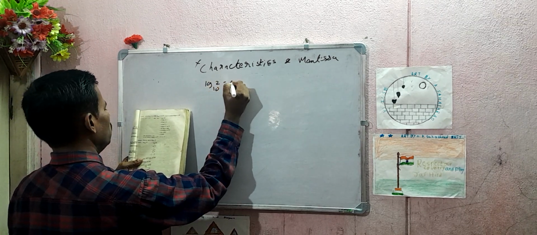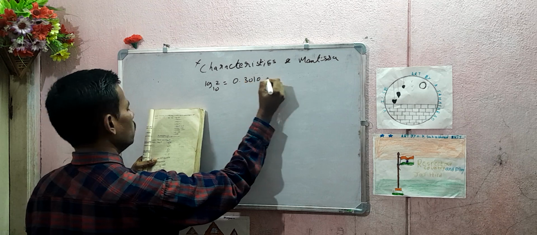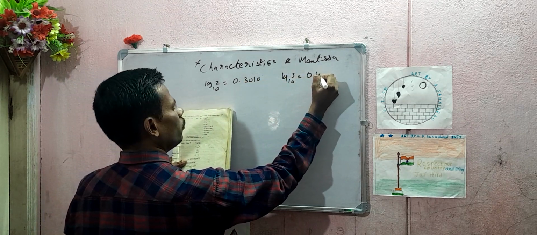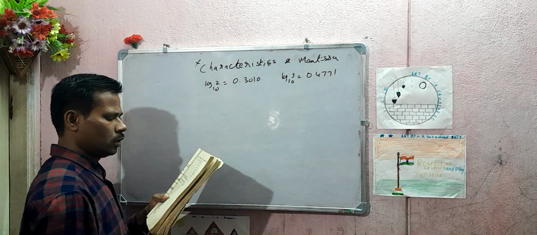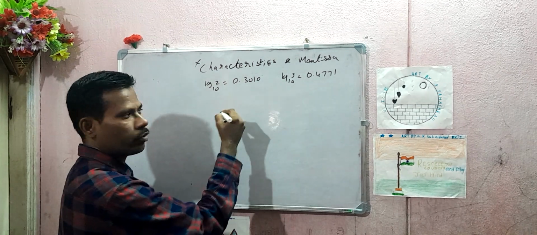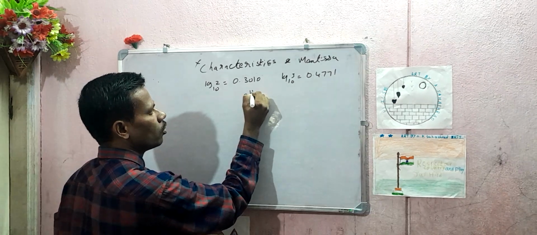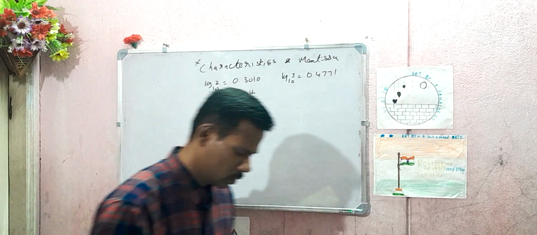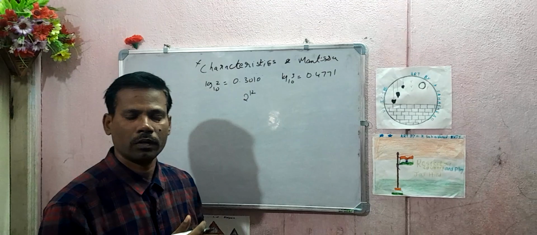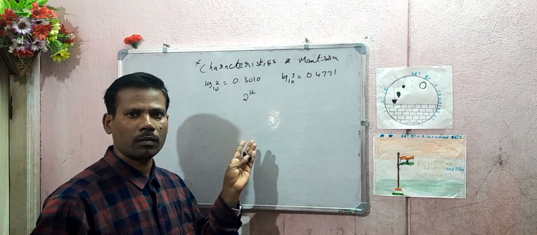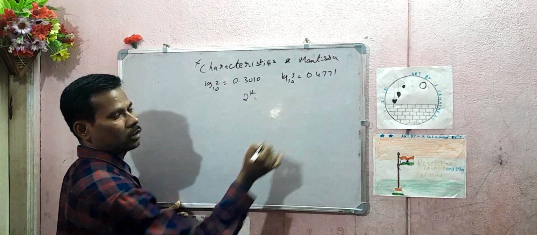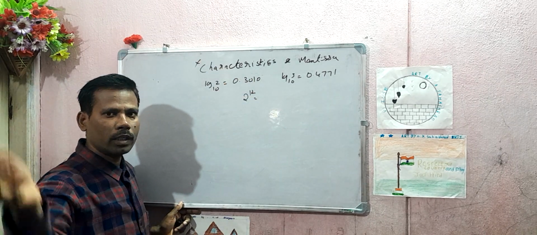Log 2 to the base 10 is equal to 0.3010. Log 3 to the base 10 is equal to 0.4771. Find the number of digits in 2 to the power of 12. Just now we have discussed what is the use of characteristics and Mantissa. So 2 to the power of 12, how many digits are there? If you write 2 12 times, how many digits will be there?